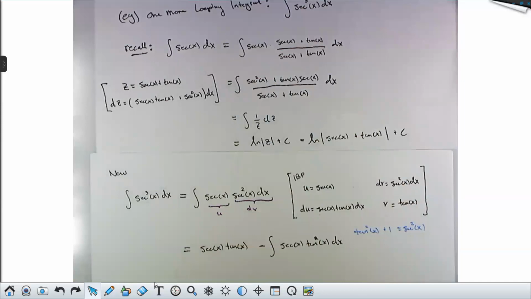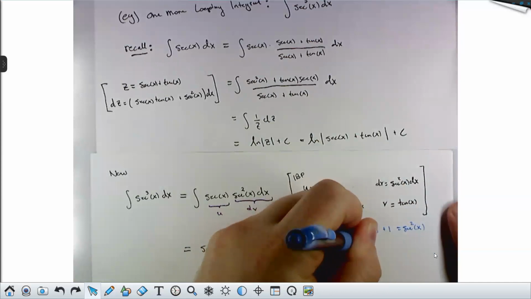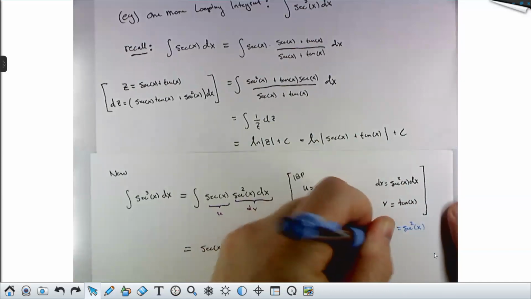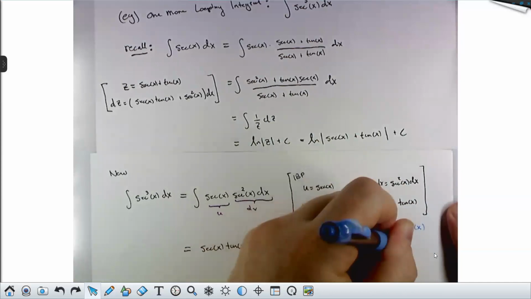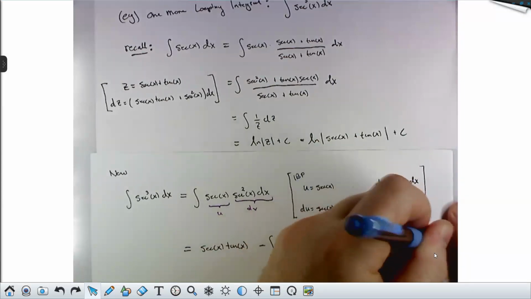This is one of your fundamental trig identities, right? It's the Pythagorean identity for tangent and secant. You take sine squared plus cos squared equals 1 and divide everything by cos squared, you get tan squared plus 1 equals secant squared, this guy. Which means that tangent squared is the same as secant squared minus 1.